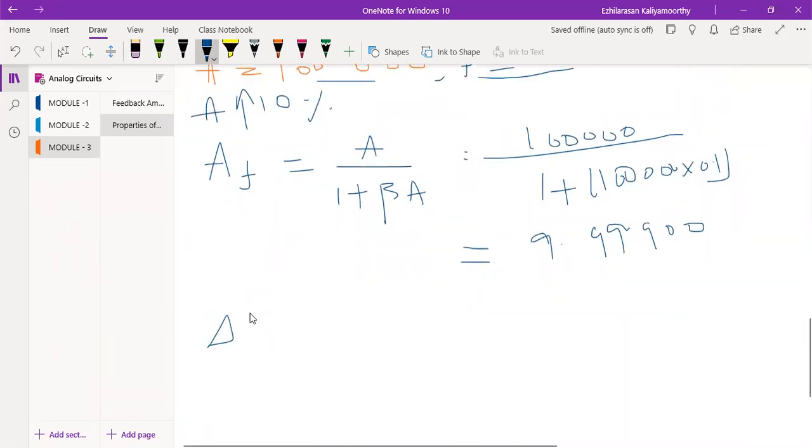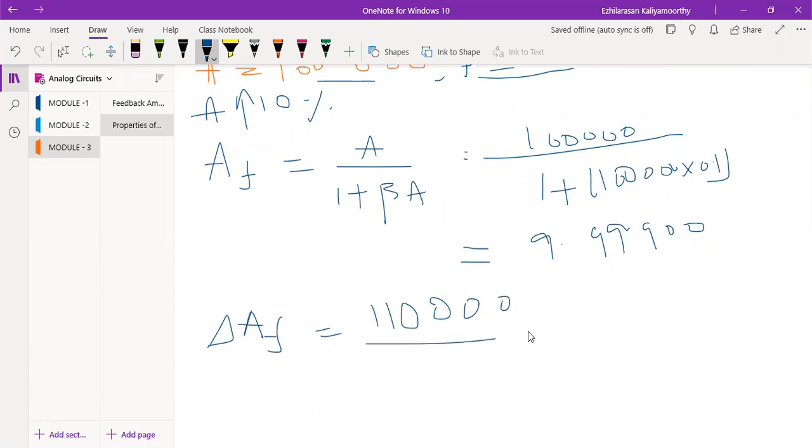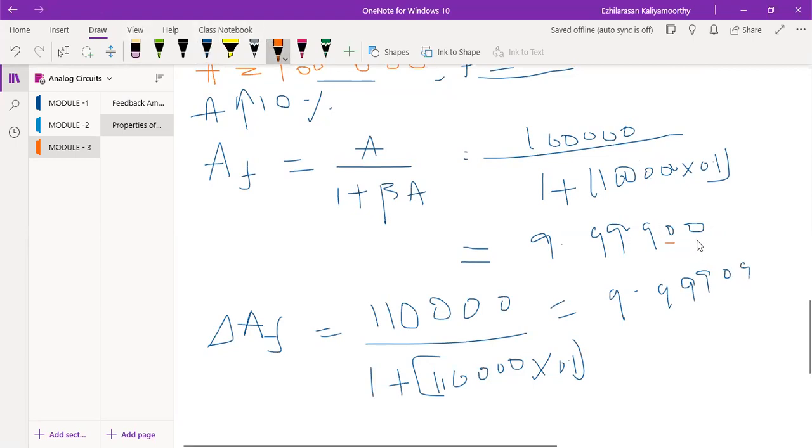Now I will write del AF. What is the meaning of del AF? Nothing but the changes. The new value means the A value changes by 10% more. So I will get this: 1 divided by the A value into the beta value 0.1. Now you have to think what value we get. The result will be 9.9909. You can see here the variation.